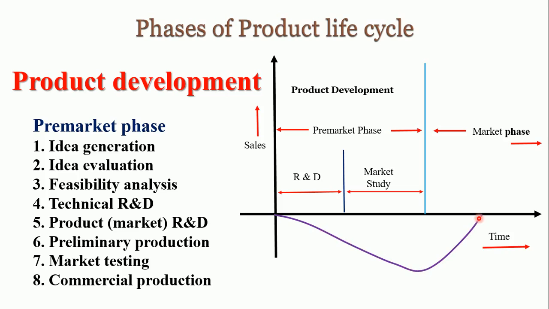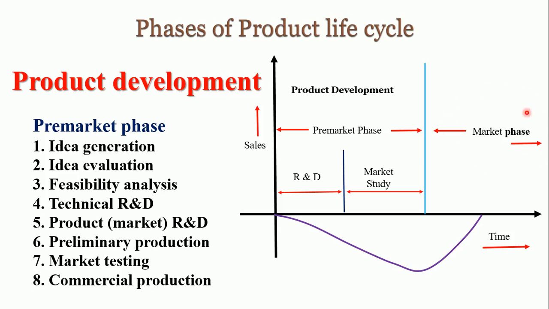Then we can start the actual sales and the actual profit lines. The region below the x-axis is called the loss, and above the x-axis is the profit from the given product. So there is no profit from product development, only investment on a given product for the customers. You research the customer's idea and produce a product for the customers, so that your product can sustain. Next is the market phase.